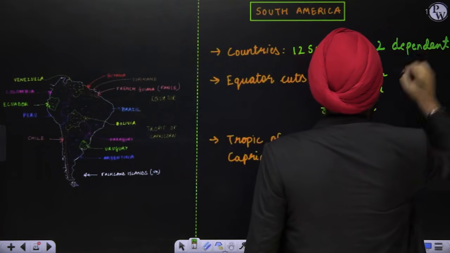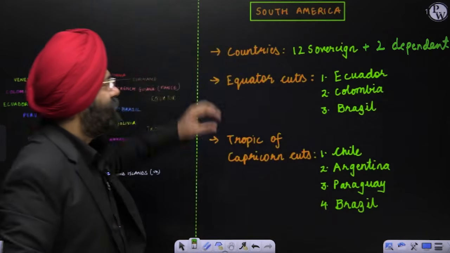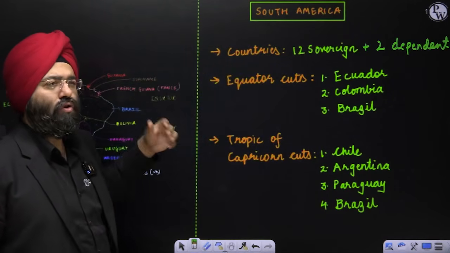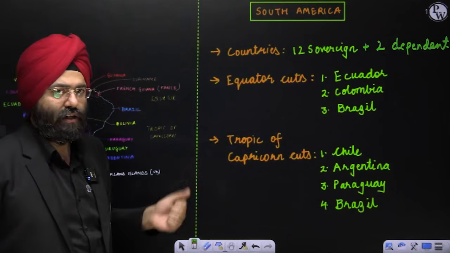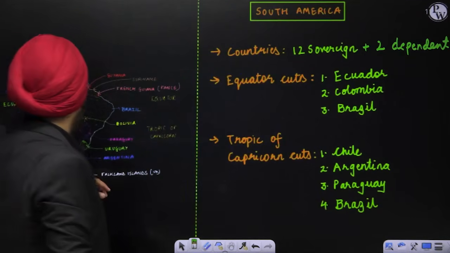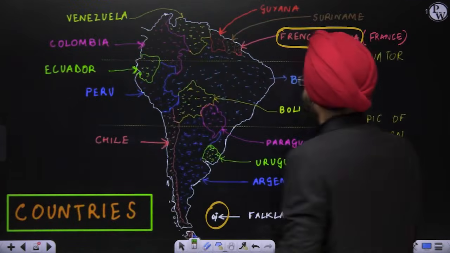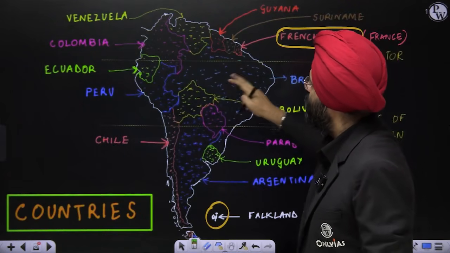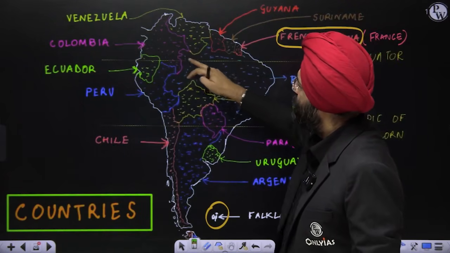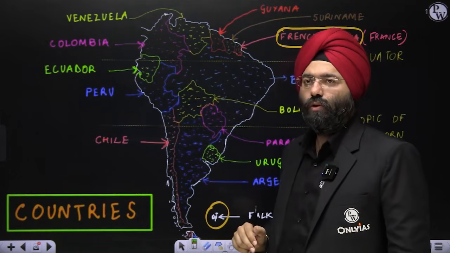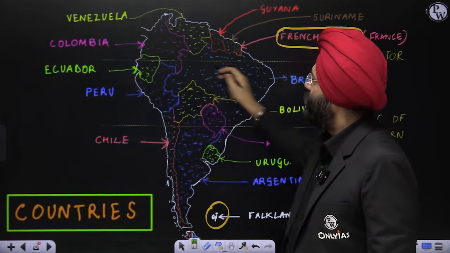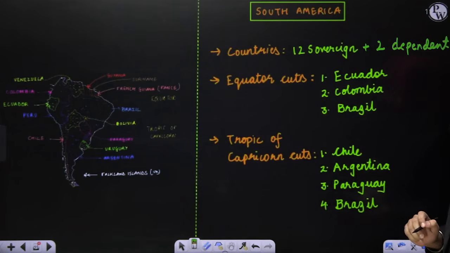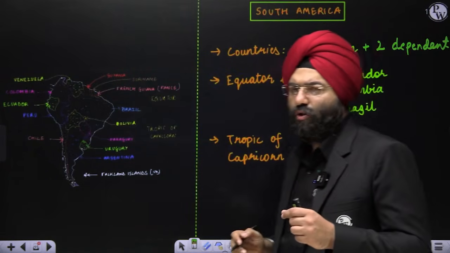You've already seen this; it is the statistics for overall 14. Now the question can come: the equator cuts which all countries of South America? If you see over here, the equator is cutting over here. Just imagine this line is the equator. It is cutting Brazil, Colombia, and Ecuador, right? This particular line. So let us note Colombia, Ecuador, and Brazil. Clear? So this can be asked in your preliminary examination.